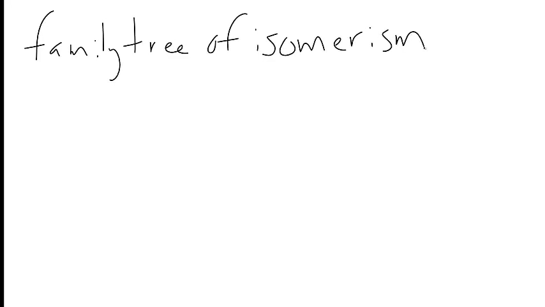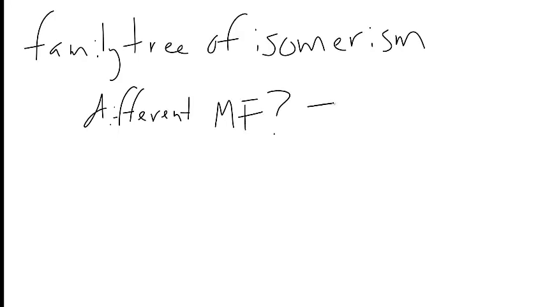On the family tree of isomerism, basically we want to observe any relationships that these molecules can have. And the bottom line is, if we have two molecules that have different molecular formulas, automatically we categorize their relationship as not isomers.